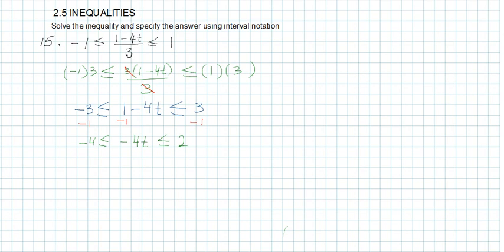Remember, we need a positive t, not a negative t. So as you can see, I can divide this one by negative 4. So I isolate the t, but as always, I have to do the same thing to all the other sides, negative 4. One thing to always keep in mind: if you're working with inequalities and you do a division or multiplication by a negative number, you have to reverse the inequality sign.